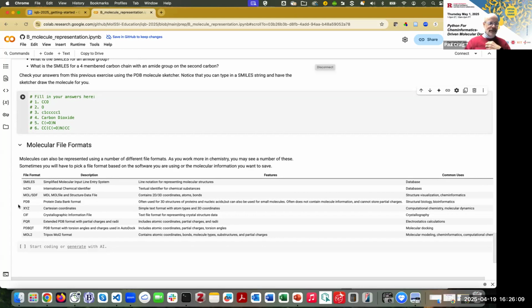XYZ, those are files that simply contain three-dimensional coordinates. CIF is a text file format that contains crystal structure data. PQR is another version of a PDB format that includes partial charges and radii on molecules. PDBQT is a PDB format that adds the torsion angles and charges used in AutoDock. It also adds hydrogens to a structure. And MOL2 is another atomic coordinates format.